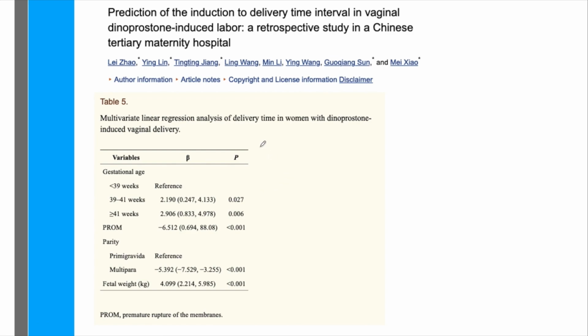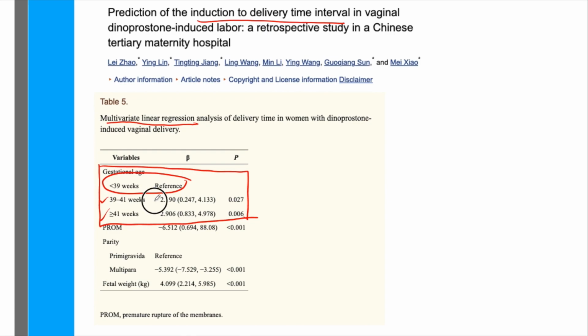So I'd like to show a study here which is the prediction of the induction to delivery time interval in vaginal labor, which is a retrospective study in a Chinese tertiary maternity hospital. Take a look at table 5 here, which uses a multiple linear regression in which the gestational age used dummy variables and this one served as a reference. So this indicates that the delivery time is higher by 2.1 when the gestational age is 39 to 41 weeks as compared to those with gestational age of less than 39 weeks.